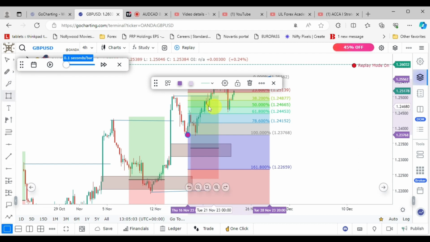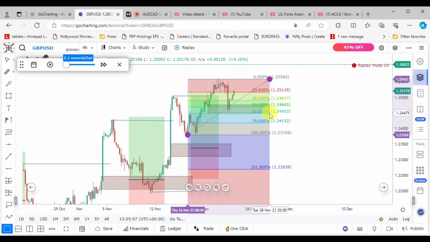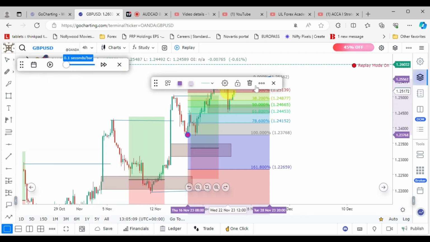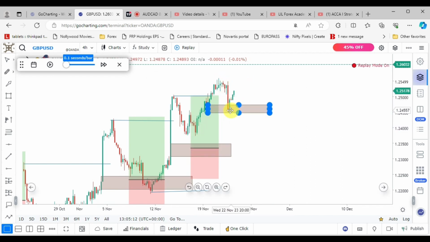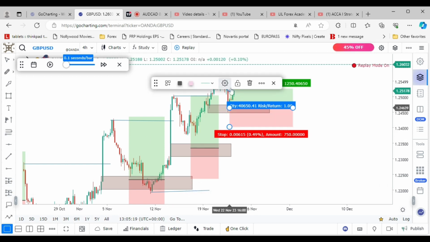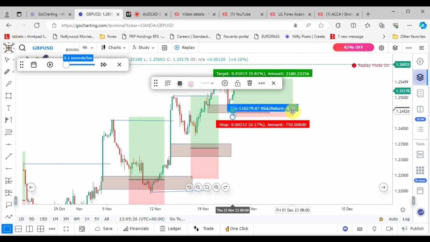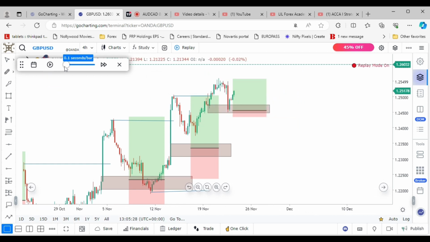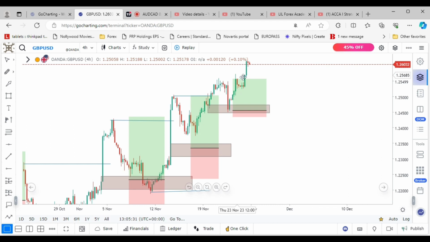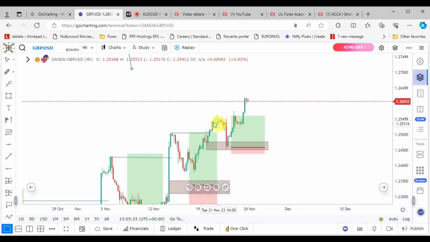So this is our level 50 and 61, and you can see exactly when the market pulled back to that level, it started going back up. Alright, so I'm just going to put the long position there, and see if the market will give us a new high again. So the market gives a new high, right? So there is a break of structure here as well.